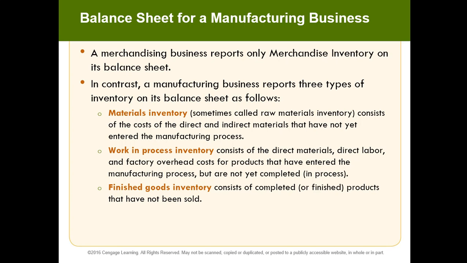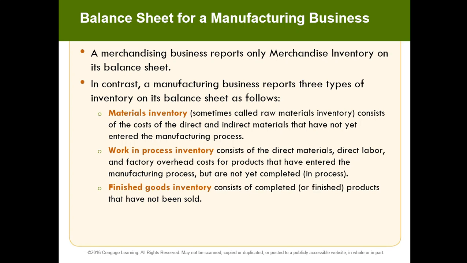Within your work in process inventory, there are other costs going into work in process. All of your direct labor, all of your indirect labor, and all of those factory overhead costs get pulled into your work in process inventory. Any cost associated with completing those products becomes work in process inventory.